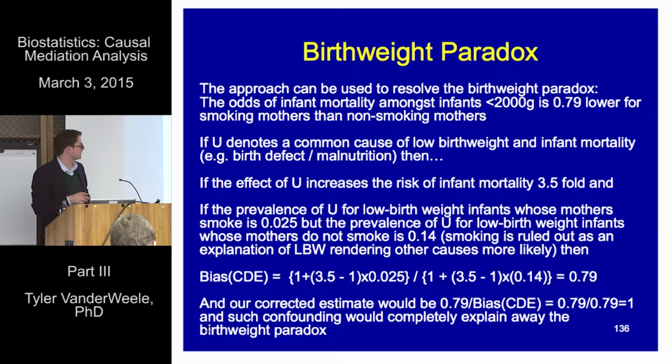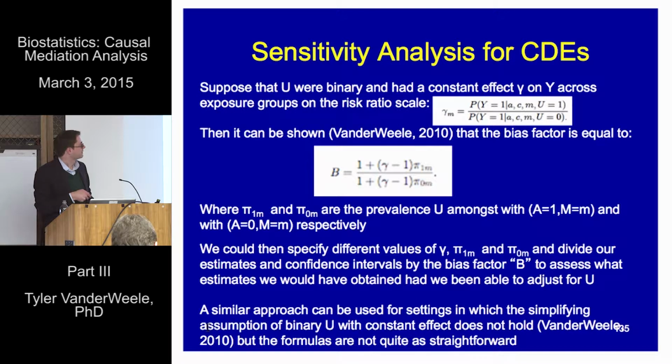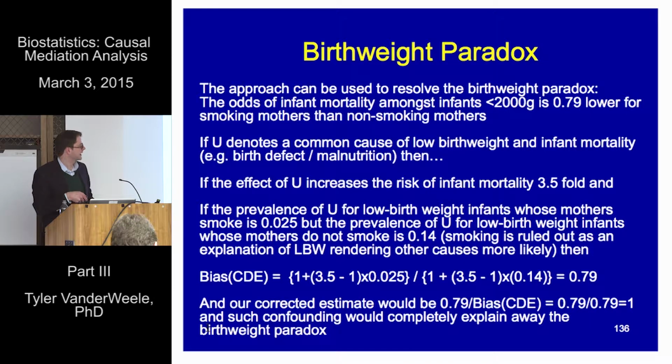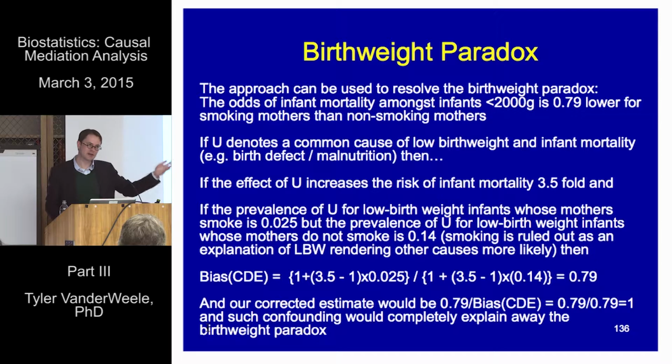If these were the sensitivity analysis parameters, we plug those in, 3.5, 2.5%, 14%, and we'd get a bias factor of 0.79. If we divide our estimate by the bias factor, that would suffice to completely explain away the birth weight paradox. So we don't know what values these parameters actually take, but what we can say is this amount of unmeasured confounding, mediator-outcome confounding, would suffice to completely explain away the birth weight paradox. It doesn't mean it is the explanation, but it suggests that it could be.